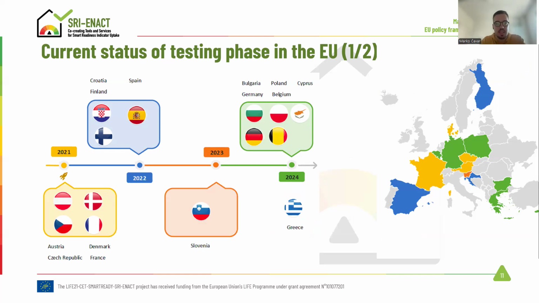This is the current state of the testing phase. So in total, 14 countries are in the testing phase. First, we started with Austria, Denmark, Czech Republic, and France. Now, recently, we had 6 countries joining in 2024. So each country is in the official testing phase, which means that throughout this process, they will have the answers of how this SRI methodology and the mentioned EU legislation needs to be transposed and adapted on the national level.